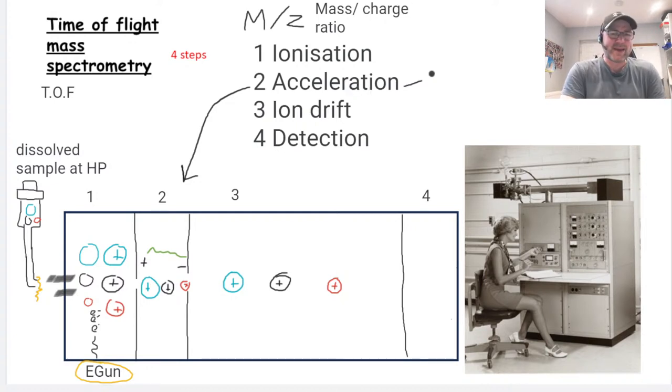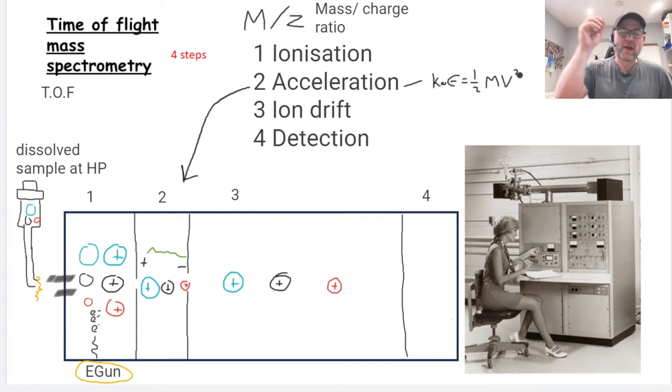Right, can anybody remember the kinetic energy equation from physics? You guys didn't have to memorize it, but what was it? KE equals, there's a bunch of ways to write it, but half mv squared is one way to write it. You could rearrange that and write it in a different way. So they all gain the same kinetic energy. Thank you, Gabby. Yep, they all gain the same kinetic energy, but their velocities will be different because they have different masses.